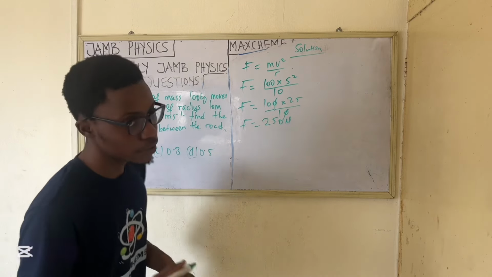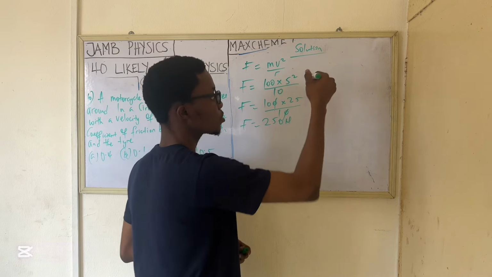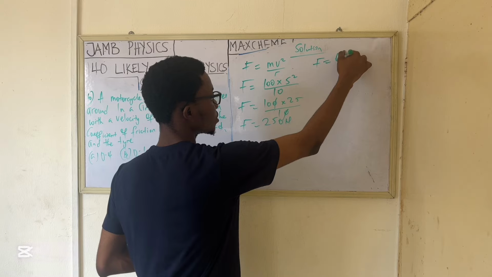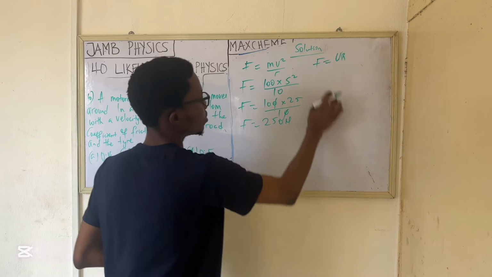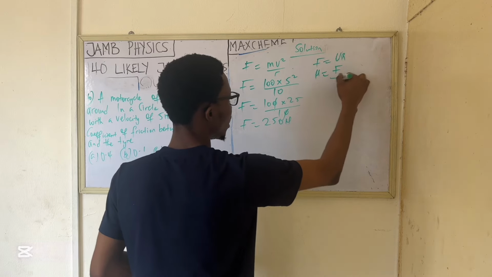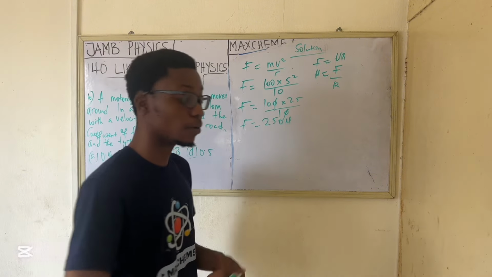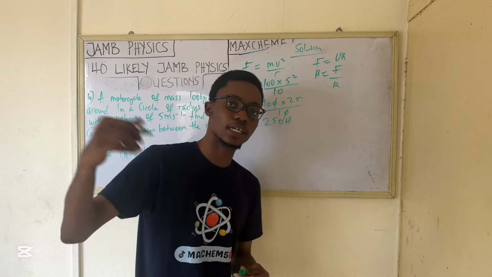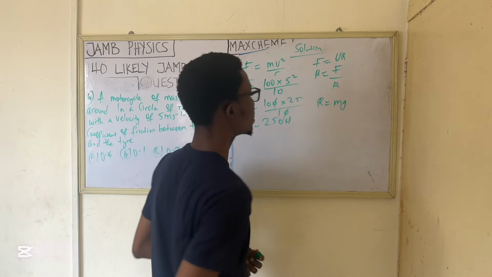Now, how do we get the coefficient of friction? When it comes to frictional force, frictional force is equal to the coefficient of friction times the normal reaction. So in this case, the coefficient of friction is equal to F over R, that is force over normal reaction. And to get our normal reaction, when it is inclined we say it is mg sine theta, or otherwise R is equal to mg. So get our R first.